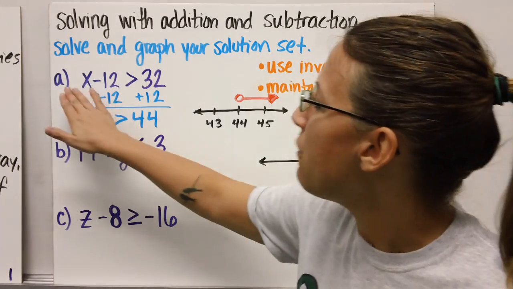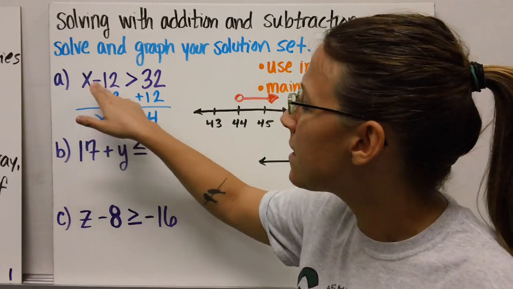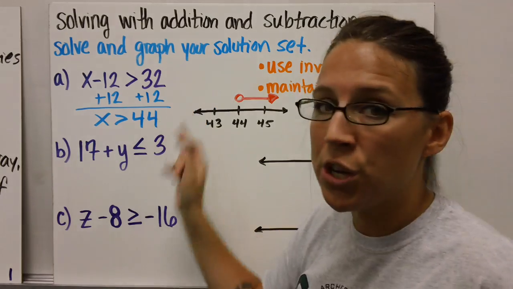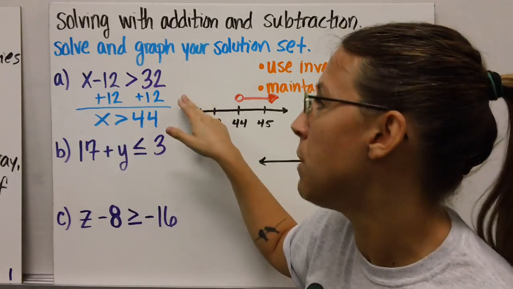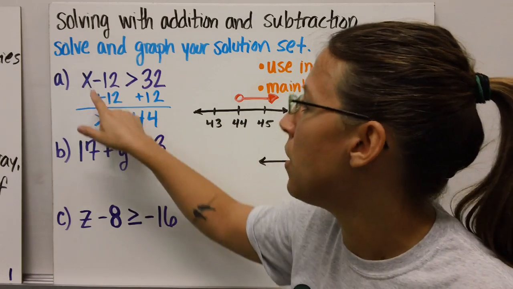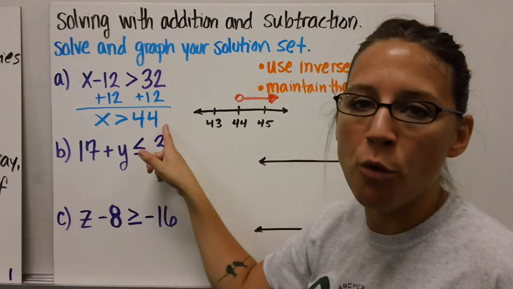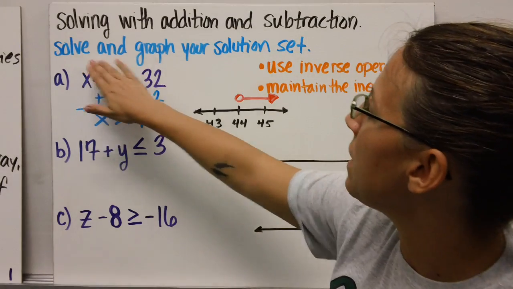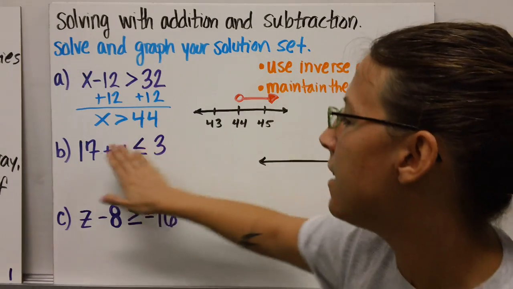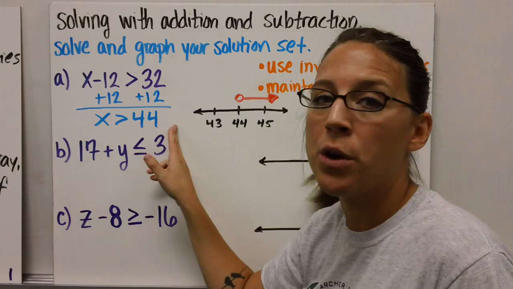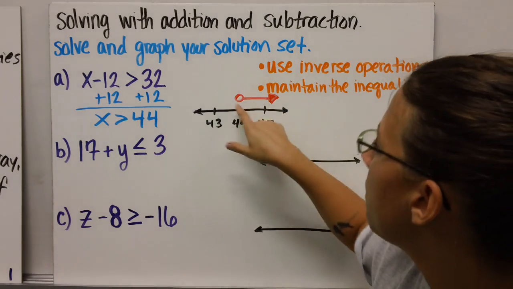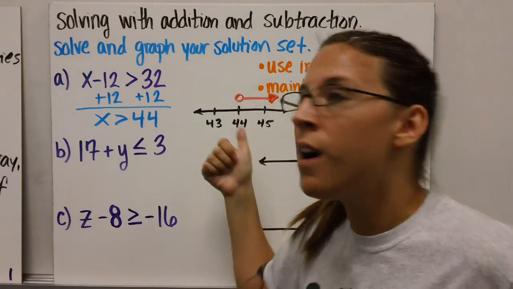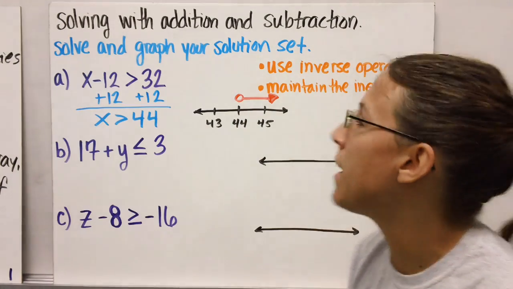So, if you had the example x minus 12 is greater than 32, the opposite of subtraction is addition, so I add 12 to both sides. This gives me 0, leaving me with x is greater than 44. My directions tell me to solve and graph the solution set, so if x is greater than 44, then I can just come over here and say, well, it's an open circle at 44, and it's all of the numbers that are greater than it.